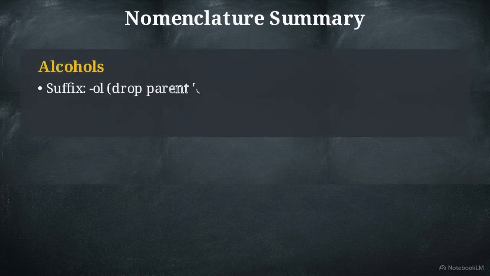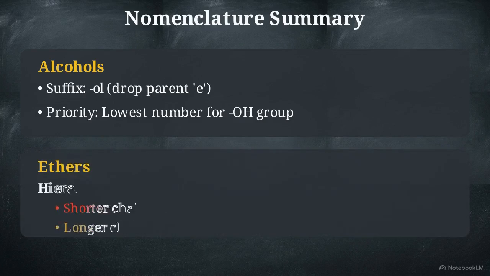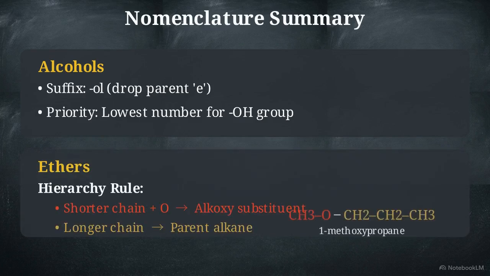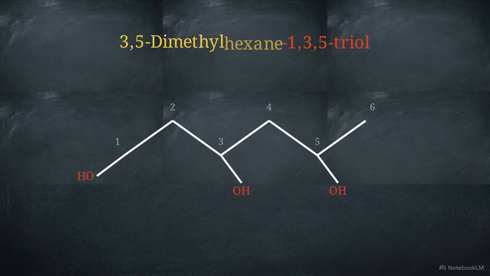Here is your summary. For alcohols, drop the E, add ol, and give the OH group the lowest number. For ethers, apply the hierarchy rule. The shorter chain bonds with the oxygen. Grab a screenshot to keep these rules handy. While complex structures may look daunting, the IUPAC system ensures that every name provides a clear set of directions for building the molecule from scratch.